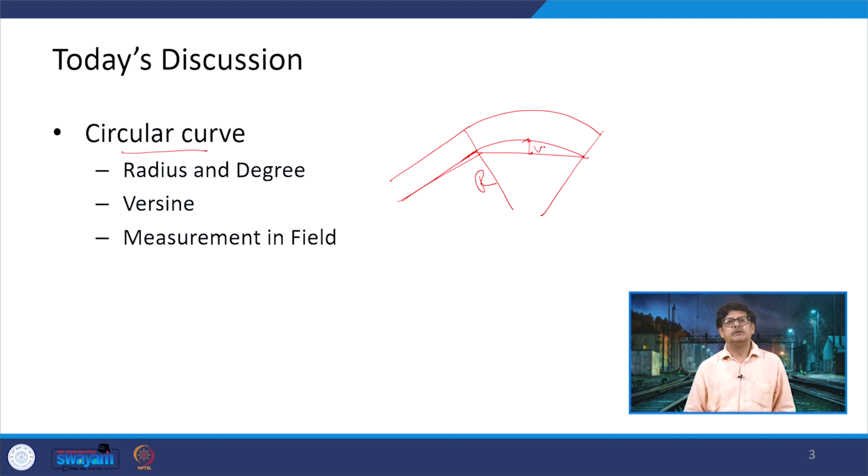We will also be talking about the versine, which should be there between the actual curve which is being traced and the chord of the curve. So this is the length and this one is the chord. So between this at the center point, whatever is the maximum distance which is coming is the versine.